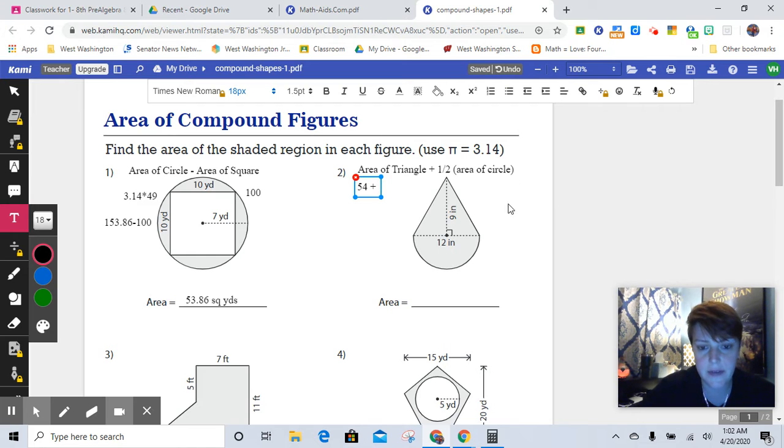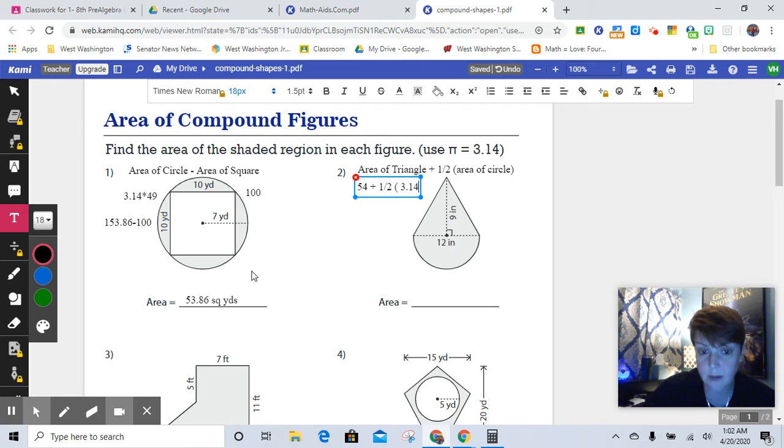And then half of the area of the circle. So I'm just going to put that 1/2 in here because we're going to find what the circle is first. The circle has a radius. This is not a radius. This is a diameter. So it has a diameter of 12, so its radius is 6.